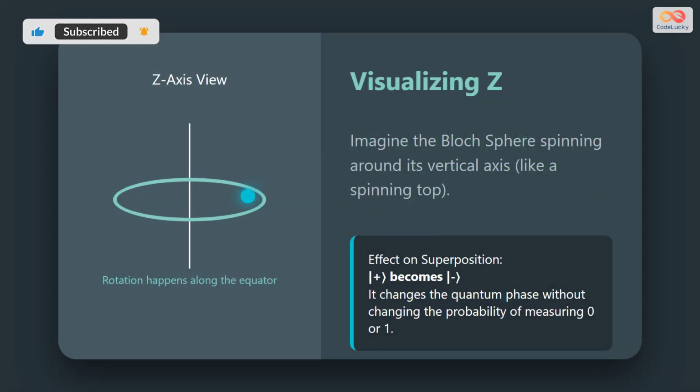Think of the Z gate as a rotation around the vertical axis of the sphere, like a spinning top. It doesn't move the arrow up or down, so the probability of measuring 0 or 1 stays the same, but the internal quantum phase changes.